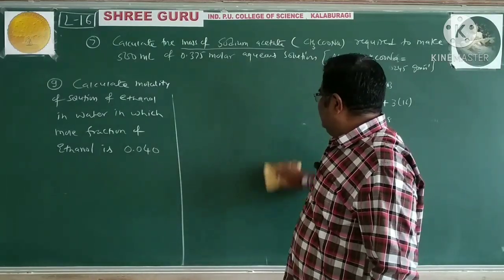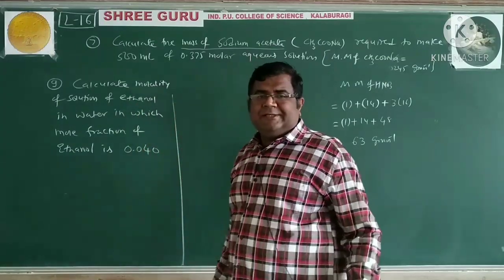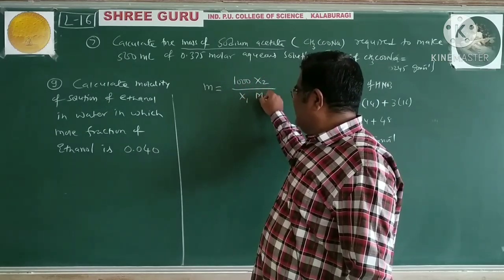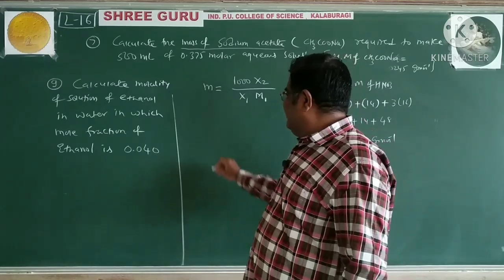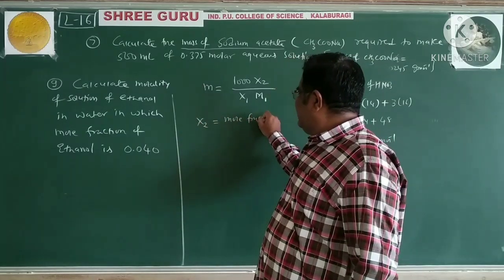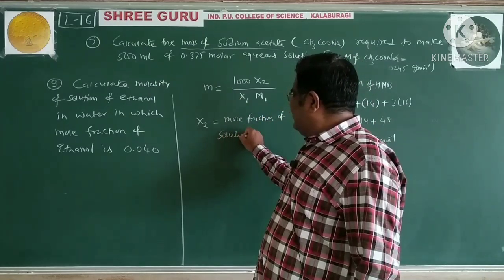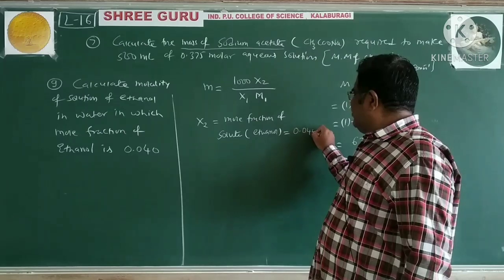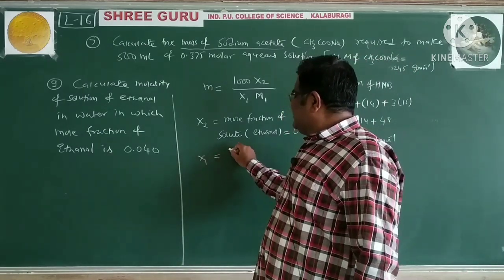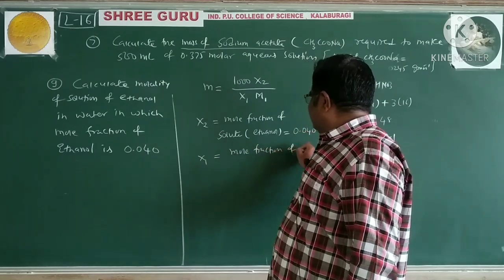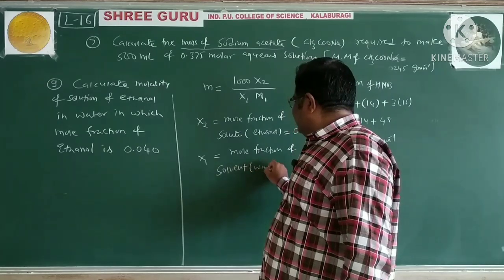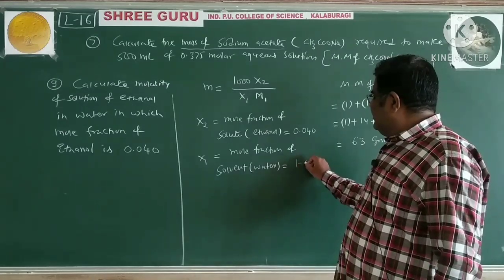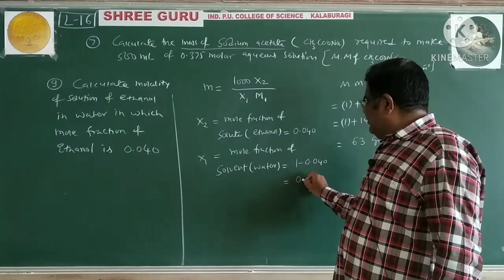We have one formula which relates molarity and mole fraction: 1000 into x2, divided by x1 and M1 is that formula. x2 is mole fraction of solute in this case, which is ethanol, 0.040. x1 is mole fraction of solvent, which is nothing but 1 minus 0.040, which is 0.96.